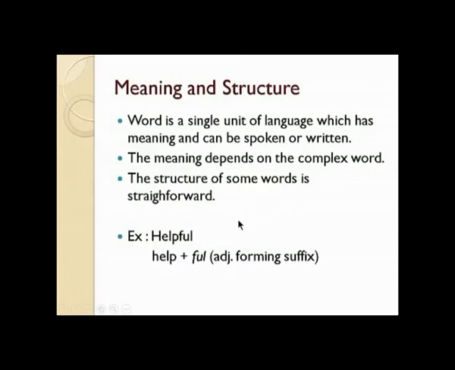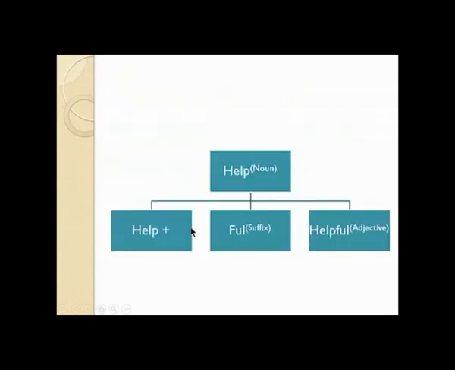Okay, now let's take a look at our first example, which is the word helpful. Helpful is a word with part of speech adjective. But in the first place, help was a noun. But when we add the suffix full, it becomes an adjective. So it proves that the structure of the word can make the word have a different meaning. Here you can see help first is a noun, and then help plus full, which is the suffix, becomes helpful, the adjective.